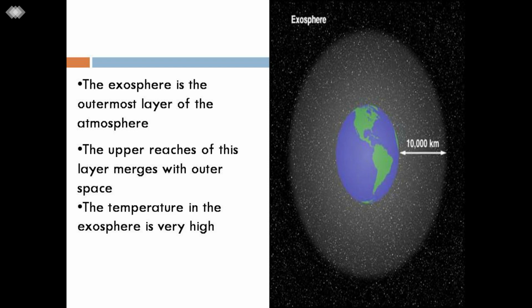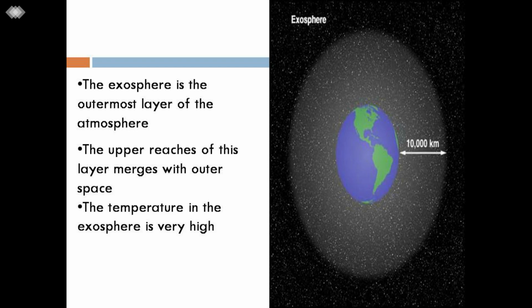Exosphere. The exosphere is the outermost layer of the Earth's atmosphere, that is, the upper limit of the atmosphere. It extends from the exobase, which is located at the top of the thermosphere at an altitude of about 700 kilometers above sea level, where it merges into the solar wind.